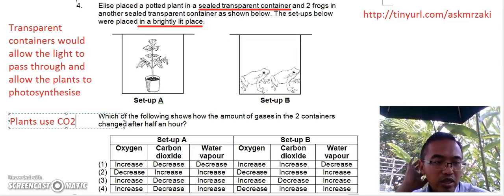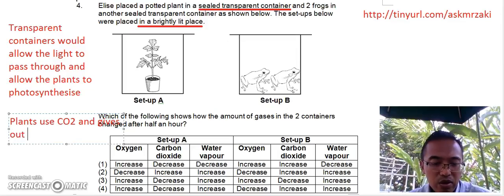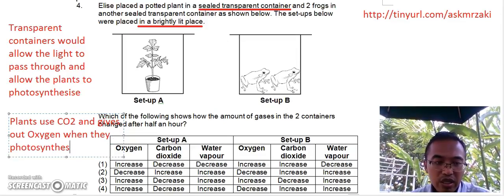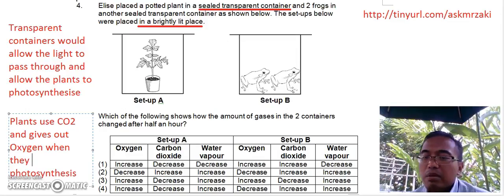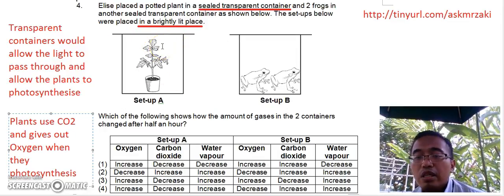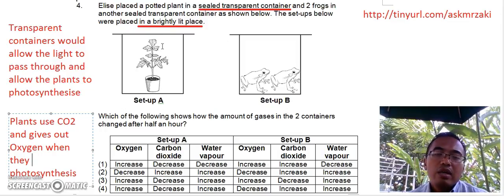I'm going to write short form. Don't write short form in your exams, okay? Plants use up CO2 and give out oxygen when they photosynthesize. So what is happening inside setup A is that the plants will use the carbon dioxide. When they use up the carbon dioxide, it means carbon dioxide will decrease. Am I right? And they will give out oxygen. So what will happen to the level of oxygen in this setup? It will increase.